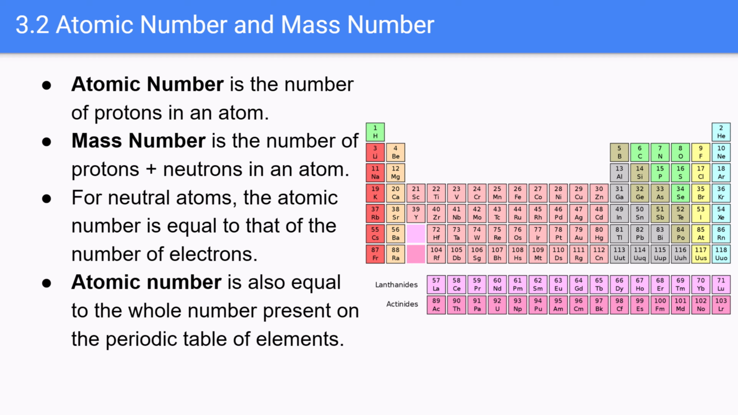For neutral atoms, the atomic number is equal to the number of electrons. Remember, the atomic number is equal to the number of protons present in an atom. And because atoms are neutral, the number of electrons will be equal to the atomic number, hence the number of protons present. And again, just to reiterate, the atomic number is also equal to the whole number present on the periodic table of elements. So if I look at potassium, which is K, number 19 on the left-hand side here, that tells you that potassium has 19 protons found inside of the nucleus.